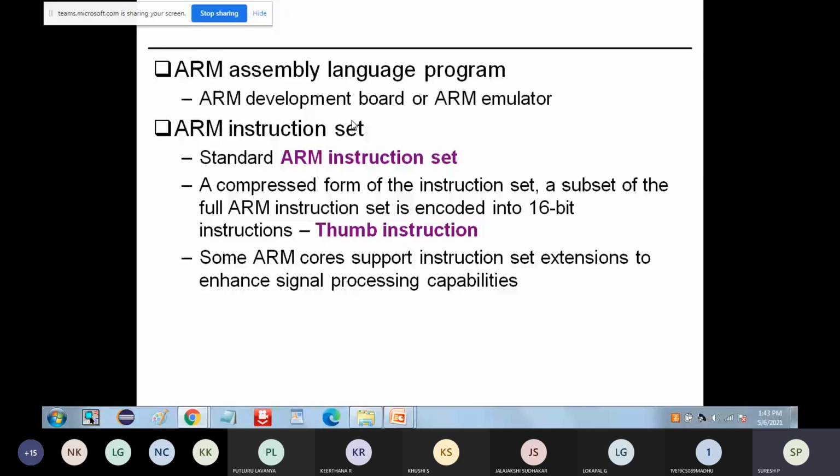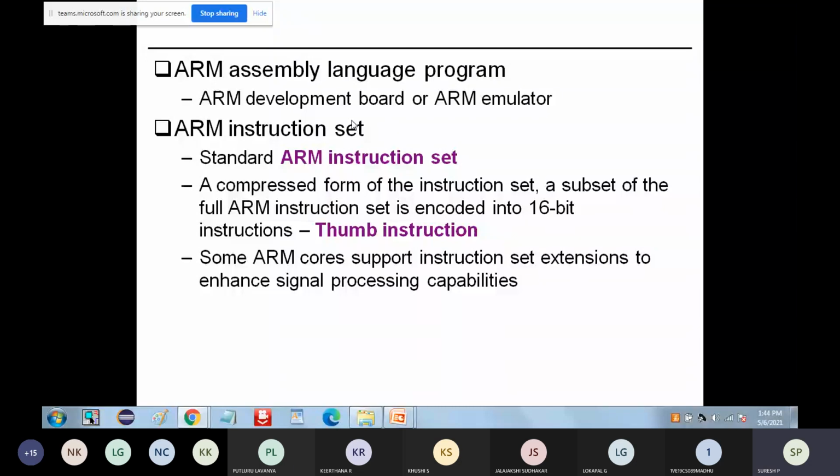Okay, so now when you have the ARM instruction set, basically we discussed three instruction sets, I think. So what are they? Anybody remembers? What are the three types of instruction set which we have discussed?